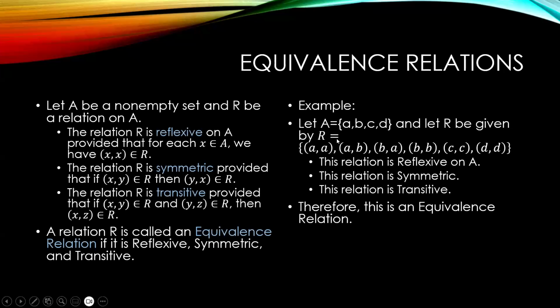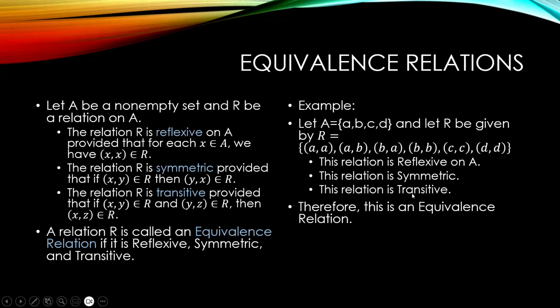Here is an example. Let A be {a, b, c, d}, and let R be given by (a,a), (a,b), (b,a), (b,b), (c,c), (d,d). In this case, is it reflexive? Well, we would need to have (a,a), (b,b), (c,c), and (d,d). And we do, so it is reflexive. Is it symmetric? Well, we have (a,b), and in order to be symmetric, we would also have to have (b,a), which we have. All of the others are just reflexive, so we don't have to worry about them.